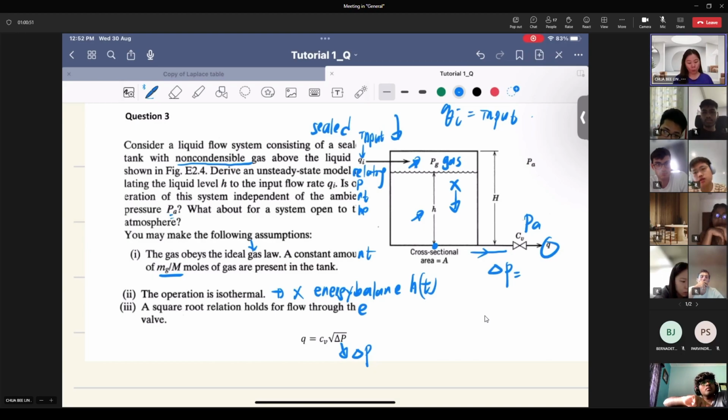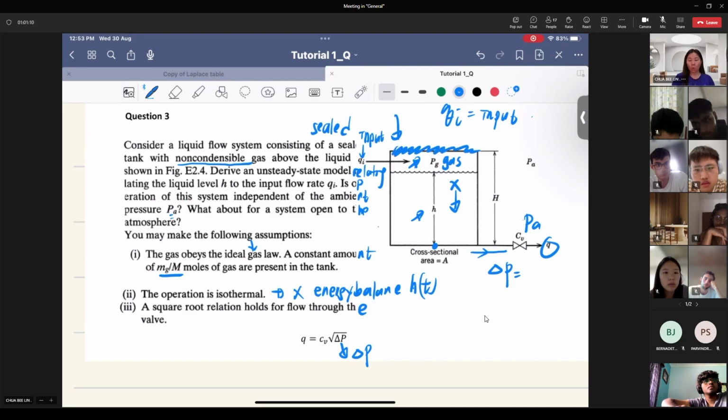Okay, so I will go to the next page. This is the question: one, you derive the equation for the sealed tank. If let's say now the tank is no longer sealed, it is open to the atmosphere, meaning I remove this, what will be the model? So you have to derive two times. One is for the sealed tank. Second is for the open tank.